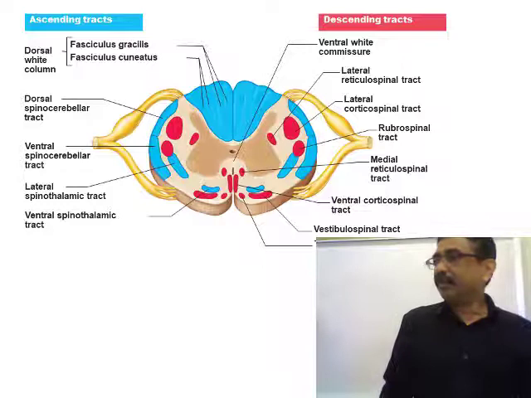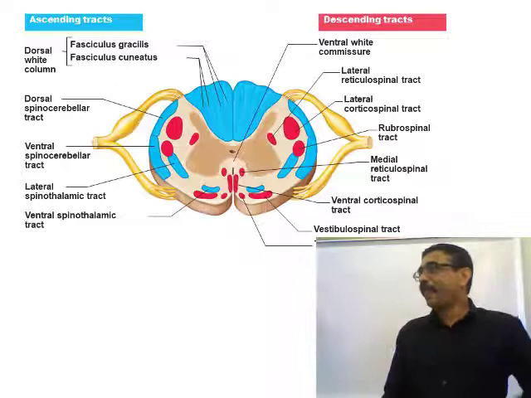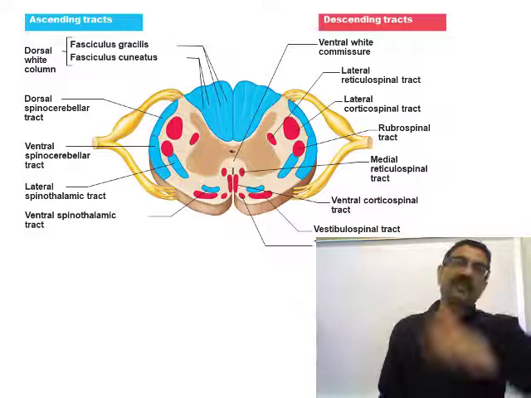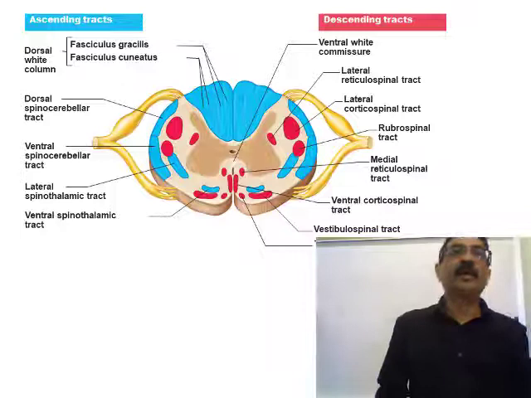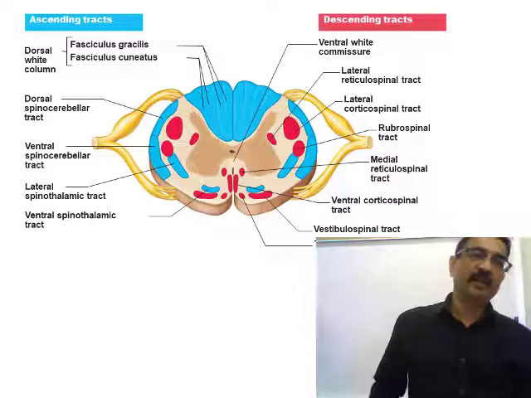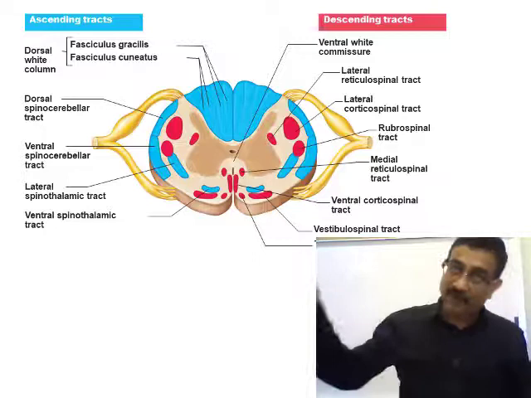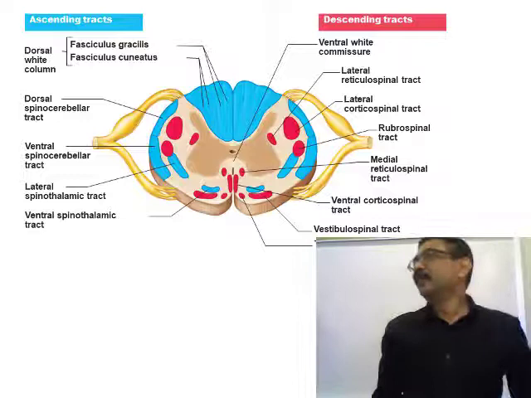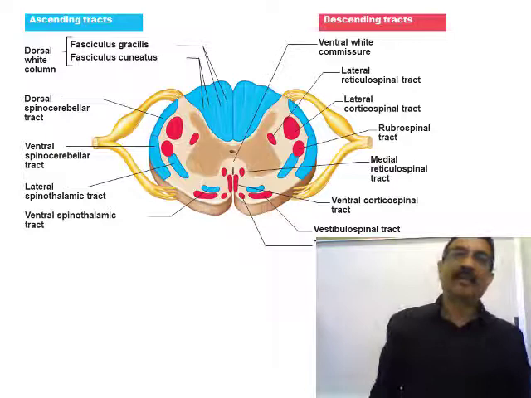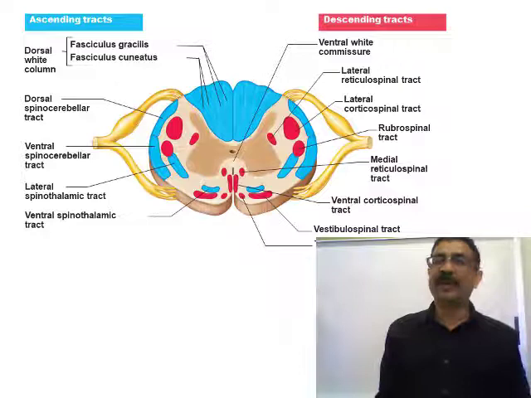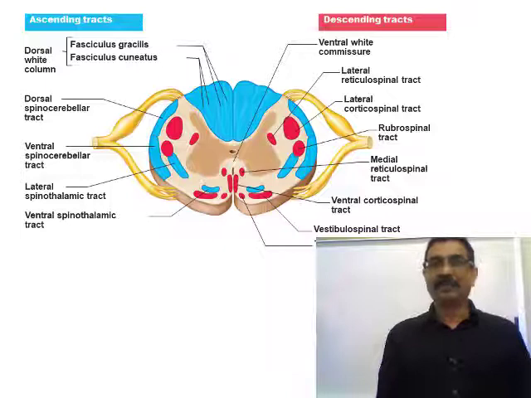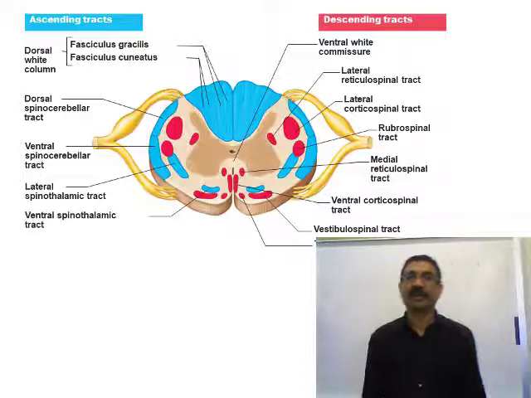One thing before I mention the names, if you remember one thing, that will be easy. Most of the ascending tracts or sensory tracts start with spino. Most of them start with what? Spino. For example, spinothalamic, spinocerebellar, right? Start with spino because they are going from the spinal cord to the brain. That's why starting with spino. Most of the motor tracts end with spinal. Tectospinal, rubrospinal, corticospinal, vestibulospinal, okay? So ending with what? Spinal. So that is one easy way if I ask you this tract is sensory or ascending or motor or descending, you can tell, okay? Exceptions you have to remember, definitely.